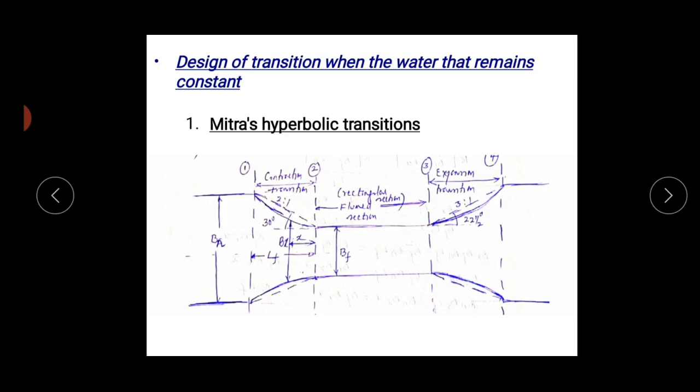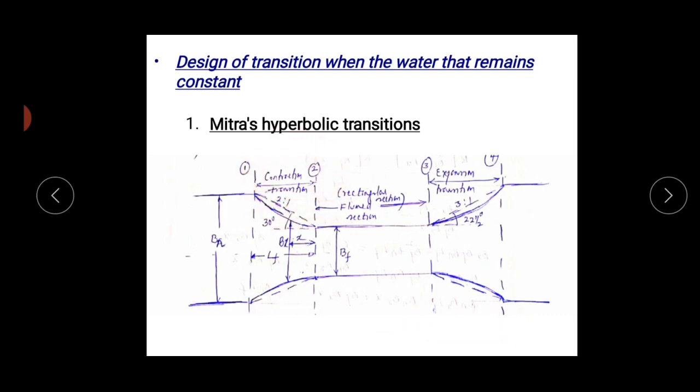The design of this transition when the water depth remains constant can be done following two methods. One is Mitra's hyperbolic transition. Another one is Chaturvedi's semi-cubical parabolic transition. Only thing is there is a small equation variation.